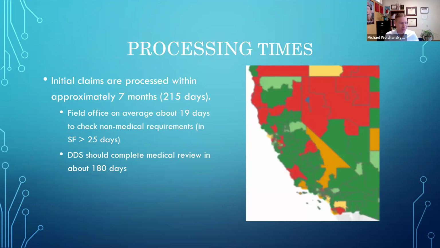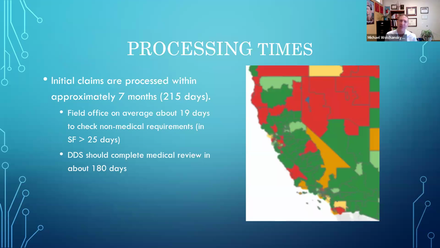Now, processing times. This is a map that I just pulled off the website from Social Security. You can see the areas in red. You can see San Francisco is over 25 days in processing at the field office. However, when we look at this, the initial claim period is really slowed down right now. That's just due to staffing issues with both Social Security and the California agency that processes them. So right now we're looking at a turnaround time of about 7 months. That's the average, so it can be longer than that and shorter than that.